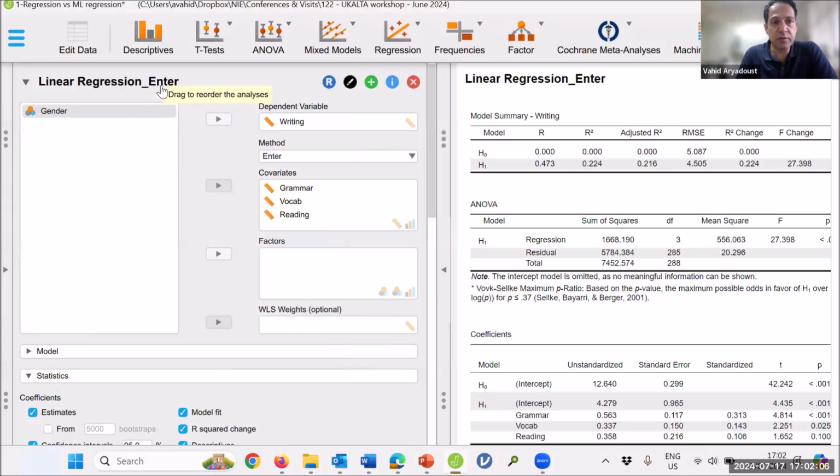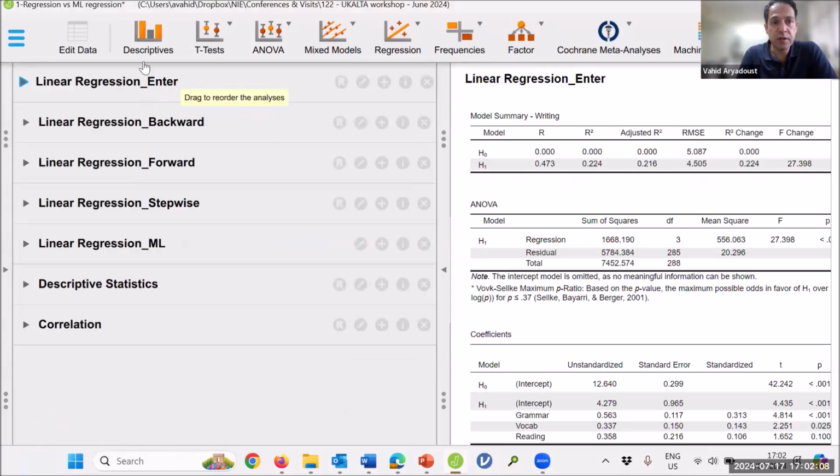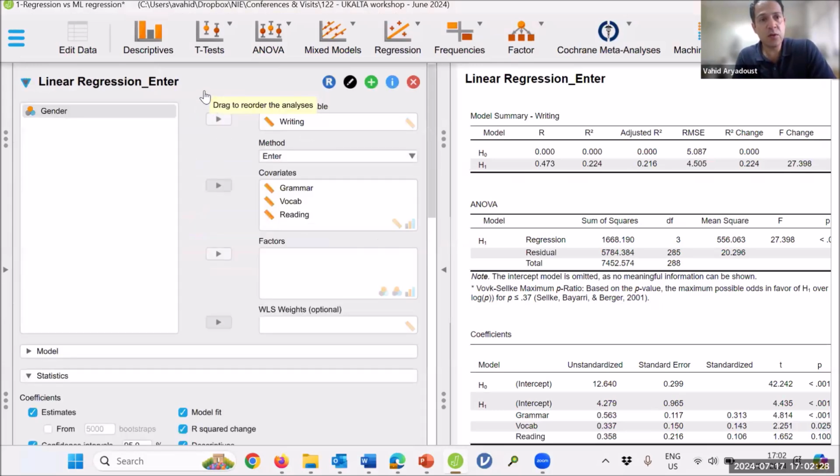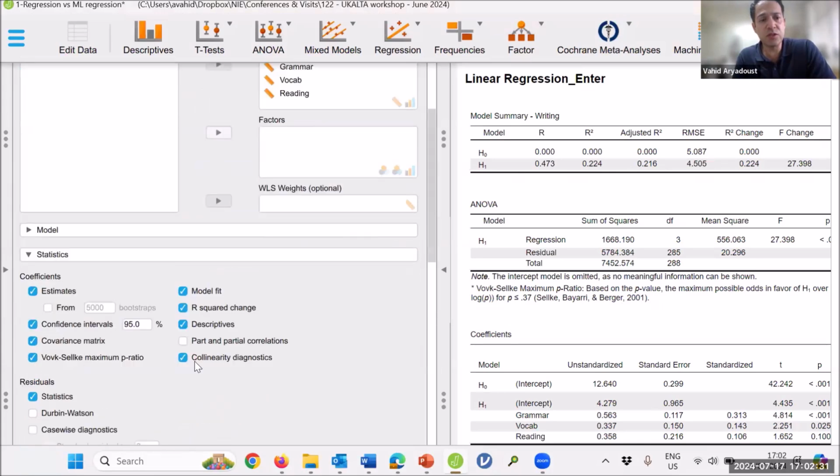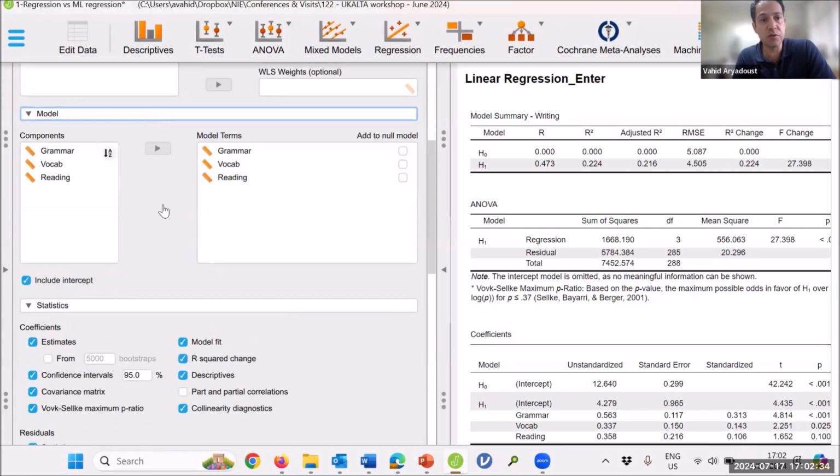So I have done several types of regression for you. One regression was enter, and I'll explain this in a minute, as I mentioned before. One of them was backward, one of them was forward, one of them was stepwise, and finally, I've also done linear regression with the machine learning approach. For all of these regression analyses, of course, you need to determine what you want to include in your model. So I want all of these to go into the model. I don't change this. And oh, by the way, I also want to include an intercept.